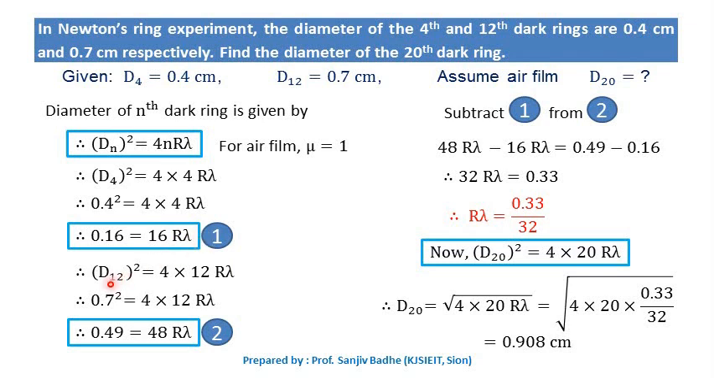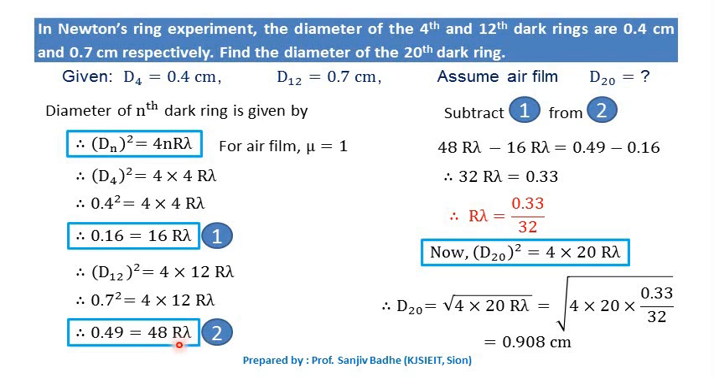We can write the diameter of 12th dark ring as d12 square equal to 4 into 12 r lambda. So here n is equal to 12 we have substituted. D12 is given as 0.7. So 0.7 square is equal to 4 into 12 r lambda. 4 into 12 is equal to 48 and 0.7 square is 0.49. So 0.49 is equal to 48 r lambda. Let us call this as equation number 2.